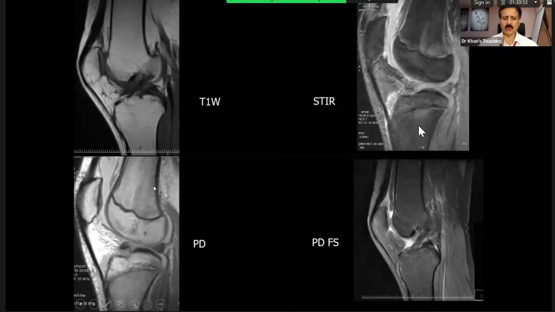Usually, examiners will not show you a PD weighted sequence. They can show you a PD fat saturated sequence, which is the most widely used sequence in the UK, because this sequence allows you to see everything like bone bruising and ligament, menisci, tendons, etc., utilizing a single sequence. STIR sequence is very good to pick up bone marrow edema, better than PD weighted sequence, but you don't do it as a routine. On the other hand, if you are worried about infection or trauma, you would like to include it.